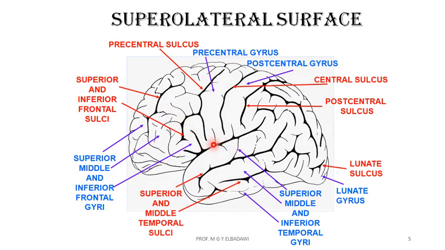The main sulci on the superolateral surface are a superior and inferior frontal sulci, dividing the frontal lobe into superior, middle, and inferior frontal gyri.